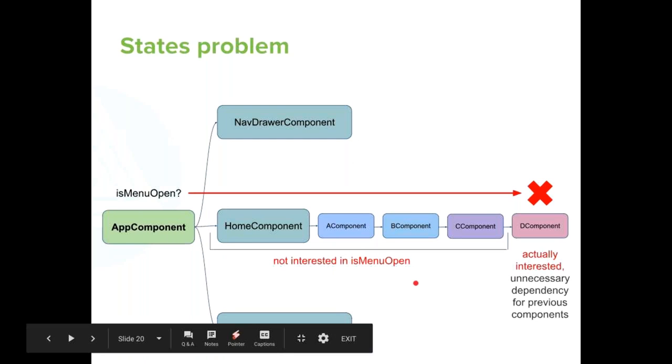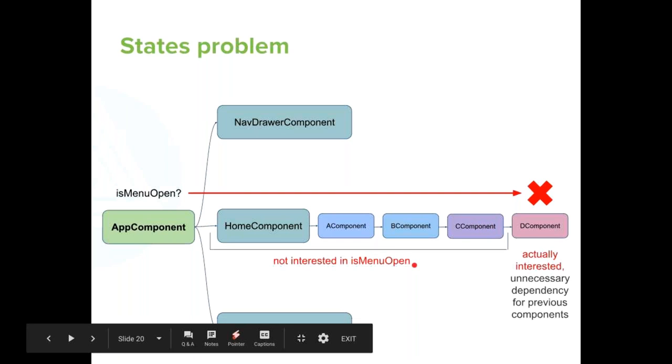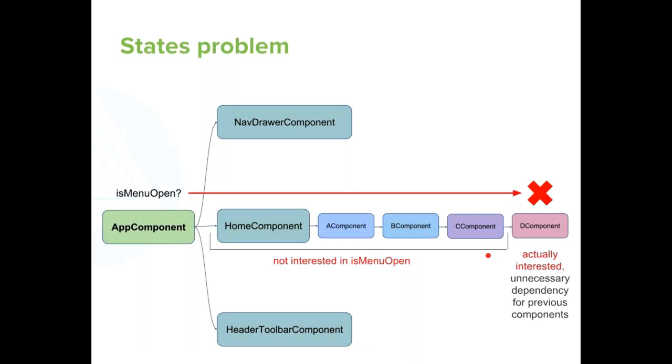So you can imagine that in that case, if the app component is the one that's holding this information, you would have to pass it forward through four components, and they are not really interested in this information. So you're making them pass forward information that they don't really care about. There are actually some paradigms out there that use this kind of approach, for example, smart and dumb components.